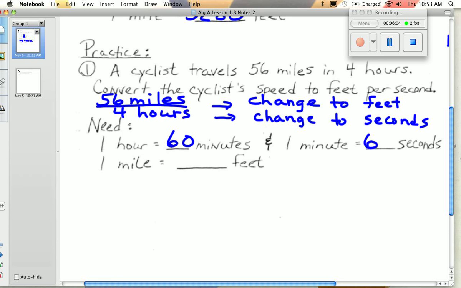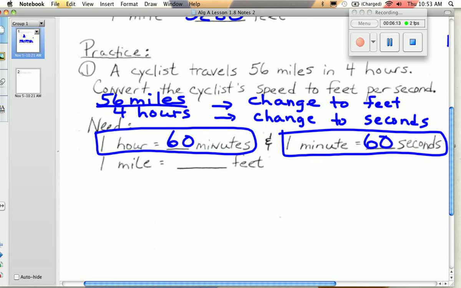60, thank you. So we can use these two conversion factors to help us get from hours to seconds. And then we have to get from miles to feet, and we can go directly there, can't we? How many feet in a mile? 5,280. So there's a third conversion factor we're going to have to use. We have 3 of them to work with.